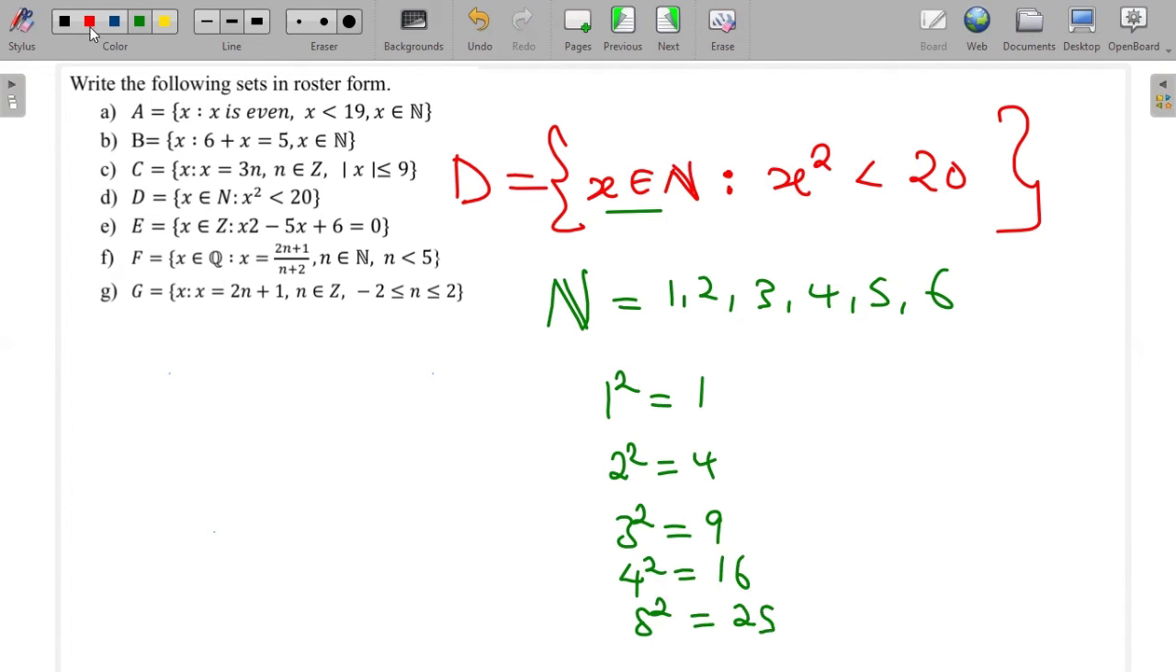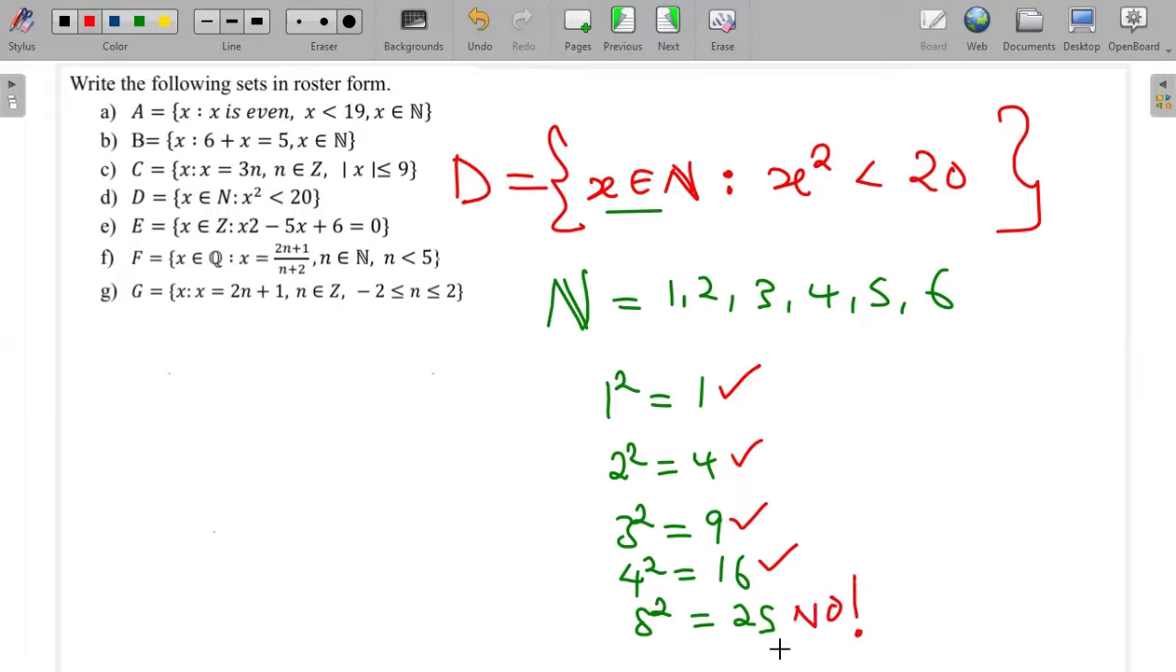Okay. So now you start asking yourself, is my 1 squared less than 20? Yes, it is. So it means this guy is going to be in set D. Okay. Is my 2 squared, which is 4, less than 20? Yes. So it's going to be in the set D. Is my 3 squared, which is 9, less than 20? Yes. Is my 4 squared, which is 16, less than 20? Yes. Is my 5 squared, which is 25, less than 20? No. Someone almost said yes. Okay, so no, it's not.